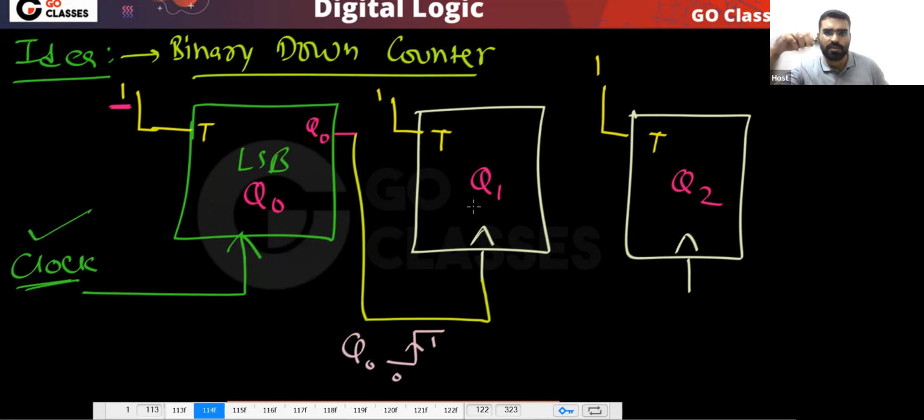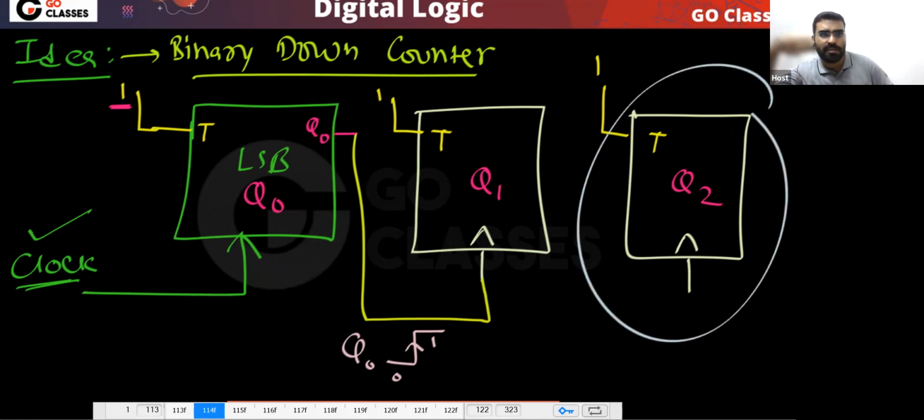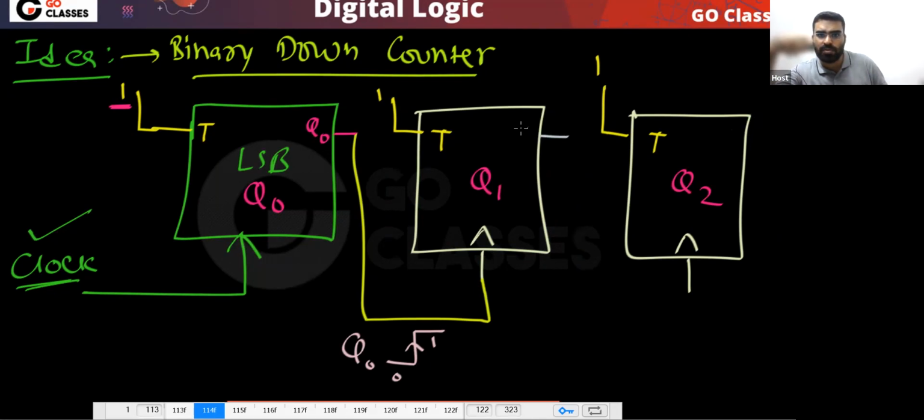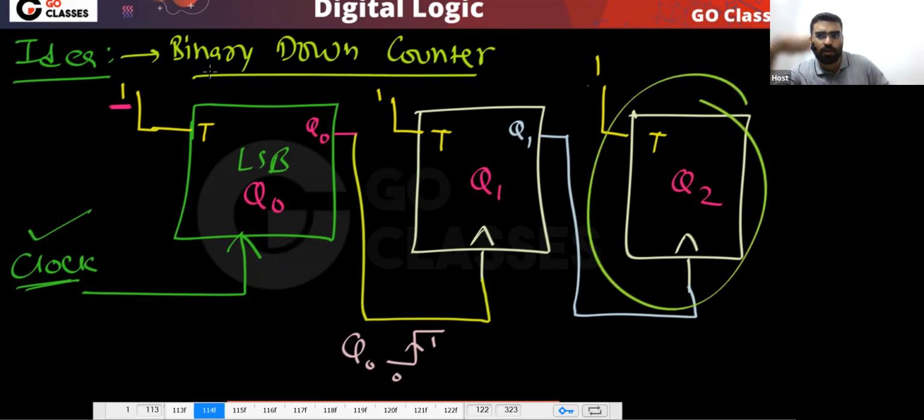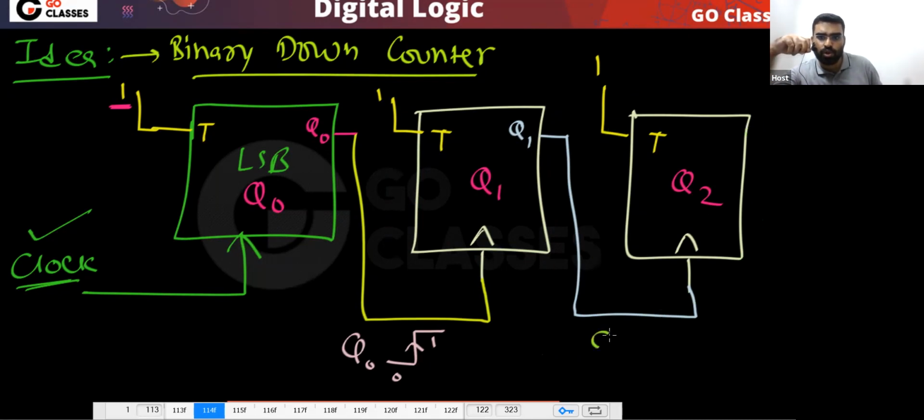Now, similarly, you can notice this is positive edge triggered. So what I can do is directly connect. Now what will happen, and what do we want? This flip-flop is positive edge triggered. So when this Q1 is going from 0 to 1, this will toggle. And this is what we want. Yes or no? So this is the idea. I hope this point is clear.